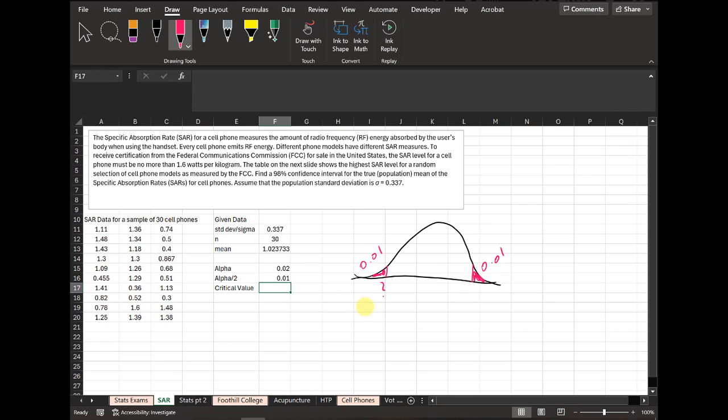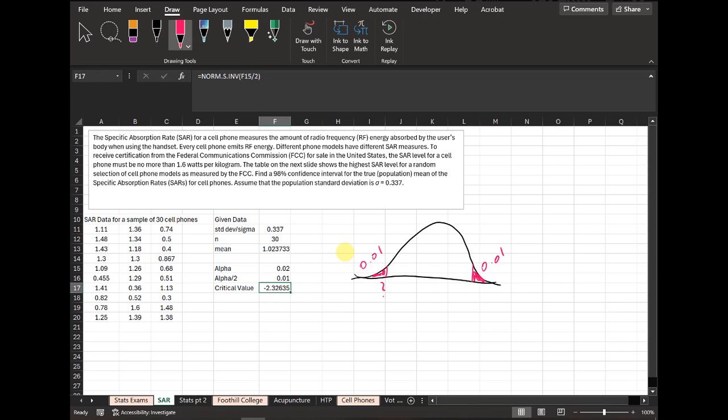And so to figure that out, that's where I'm going to use my NORM.S.INV function. And the probability that I use is just that alpha divided by 2. So it's totally up to you if you want to go ahead and divide your alpha by 2, or you could just take your alpha and then notice what I do to the formula. I just divide it by 2, tomato, tomato. It doesn't matter which way you want to do it. So you'll get your critical value.